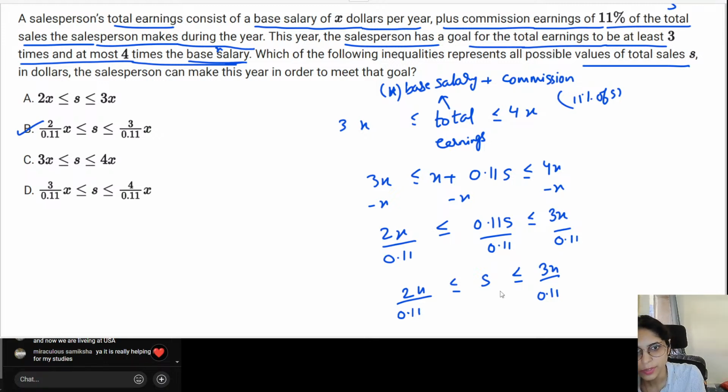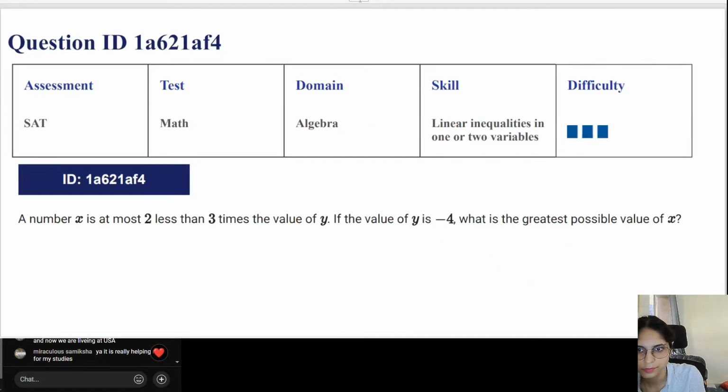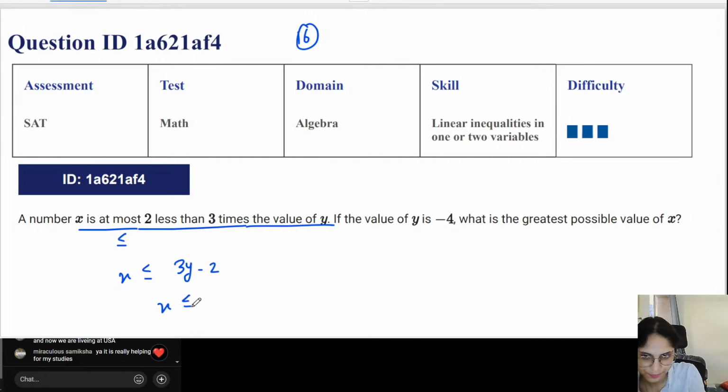Now the next question is question number 16. X is at most 2 less than 3 times the value of y. At most means less than or equal to. So x is less than or equal to 3y minus 2. The value of y is negative 4. So x is less than or equal to 3 times negative 4 minus 2. Negative 12 minus 2 is negative 14. Greatest possible value of x is negative 14.